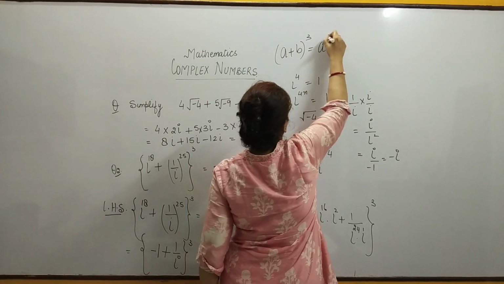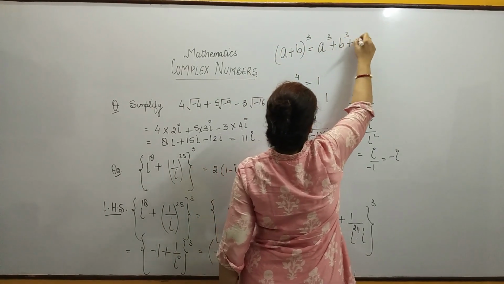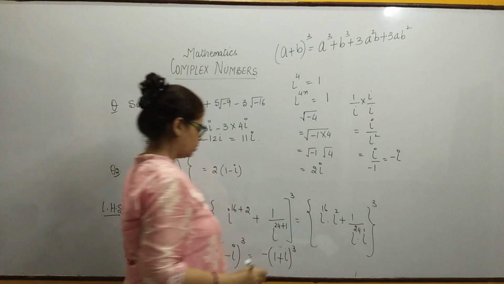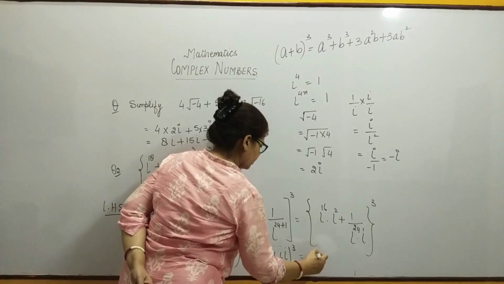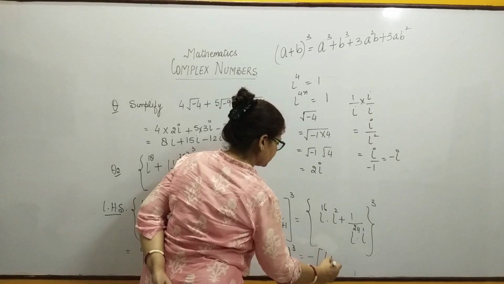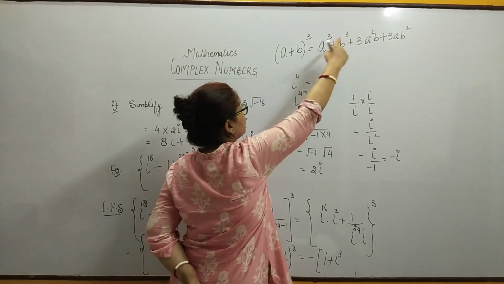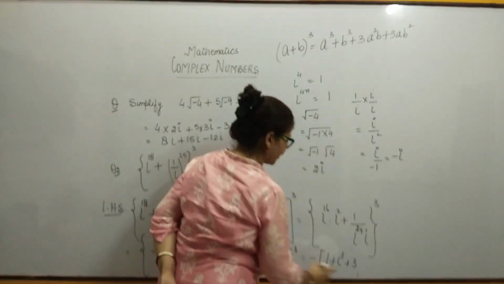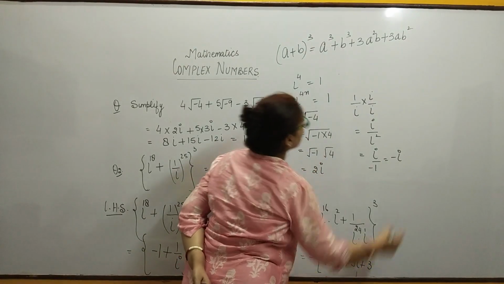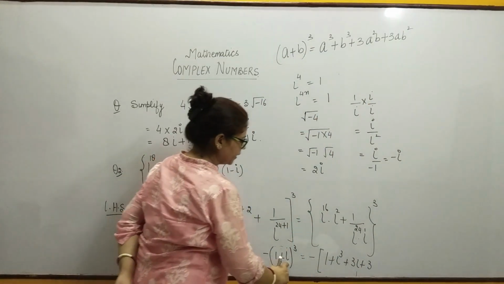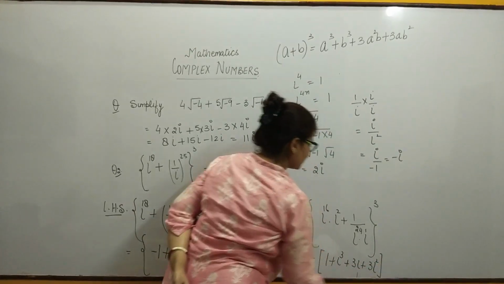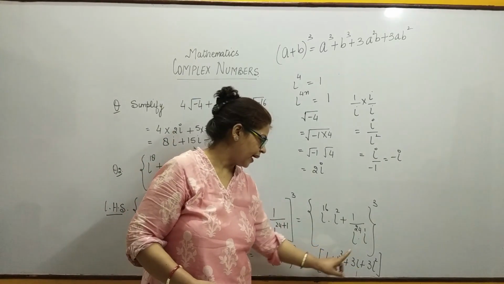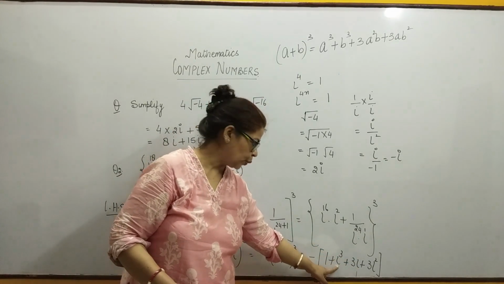a plus b whole cube can be written as a cube plus b cube plus 3a square b plus 3ab square. So finally, 1 plus i cube, that is a cube plus b cube plus 3a square b, 1 square i, 3i, plus 3ab square. a is 1 and b is i, 3i square. Just a little simplification. i cube is minus i. 3i and minus i will give you 2i.